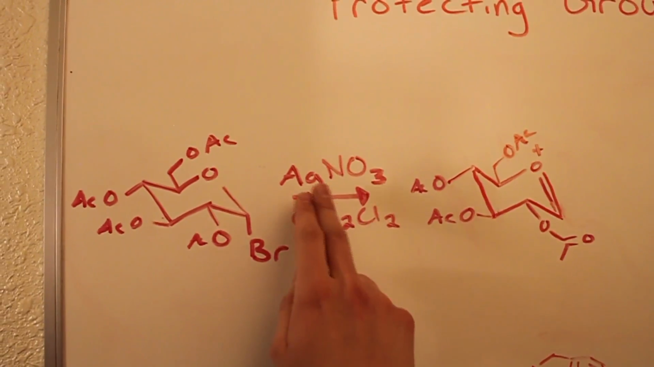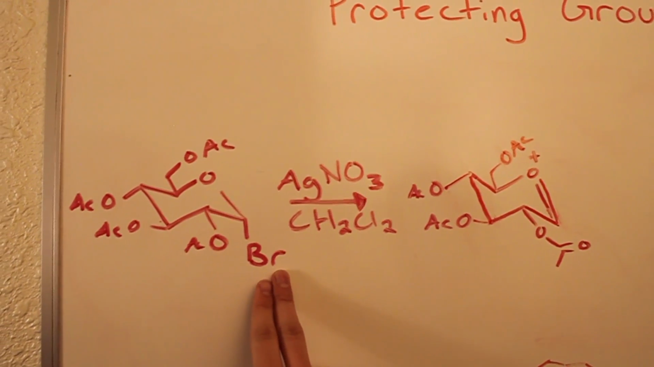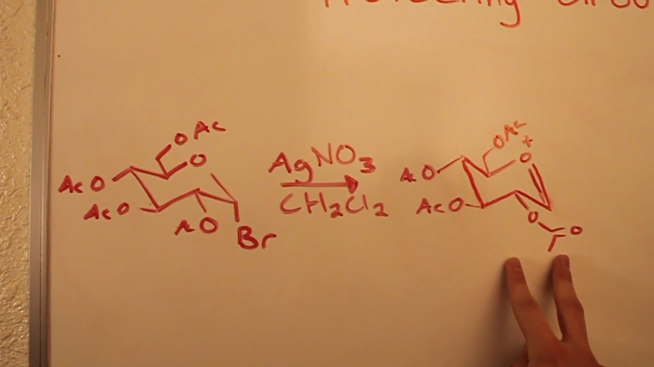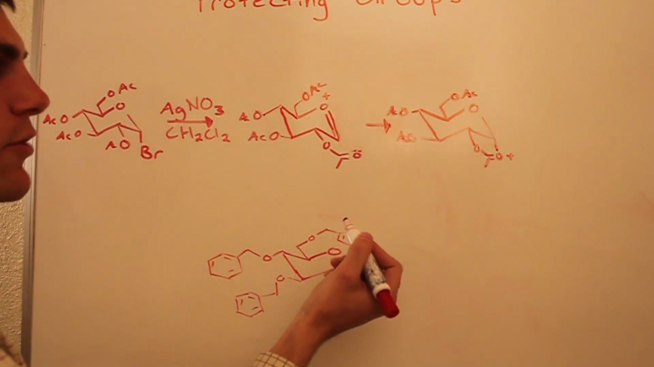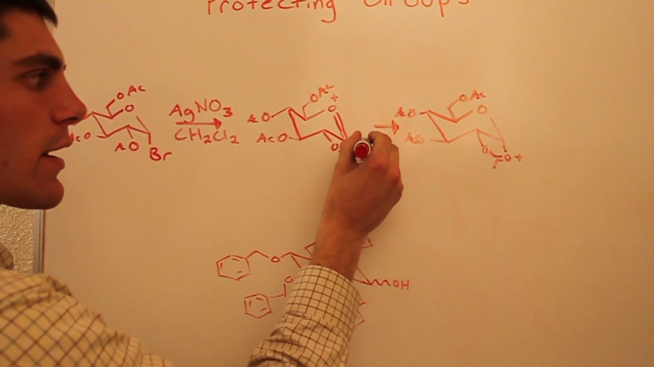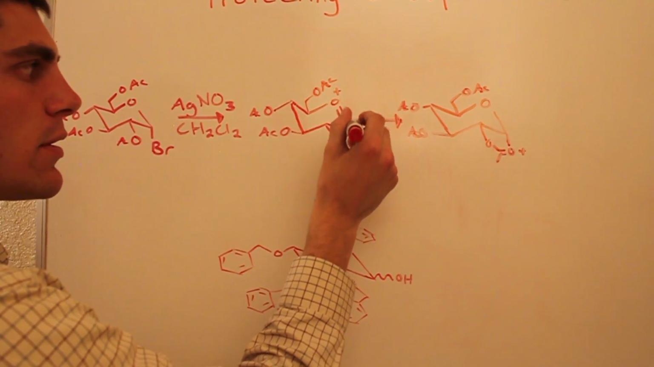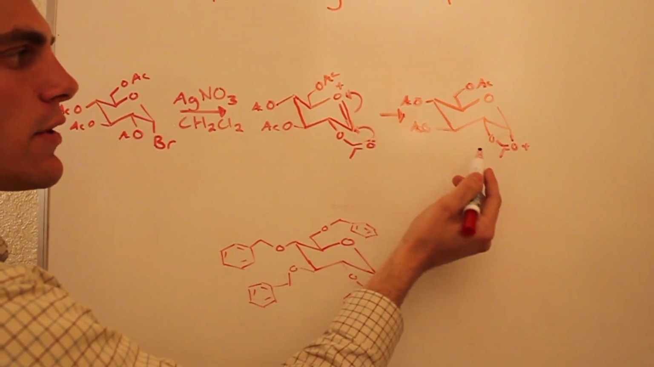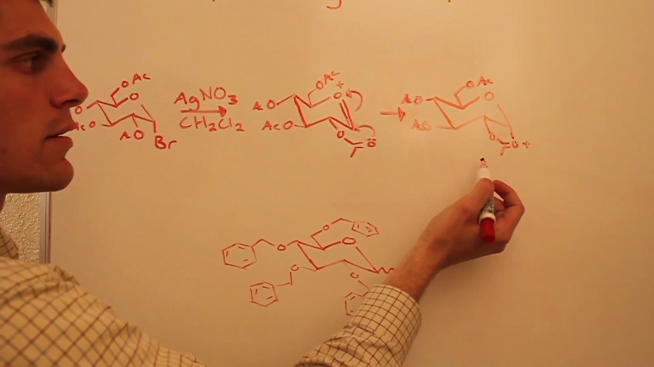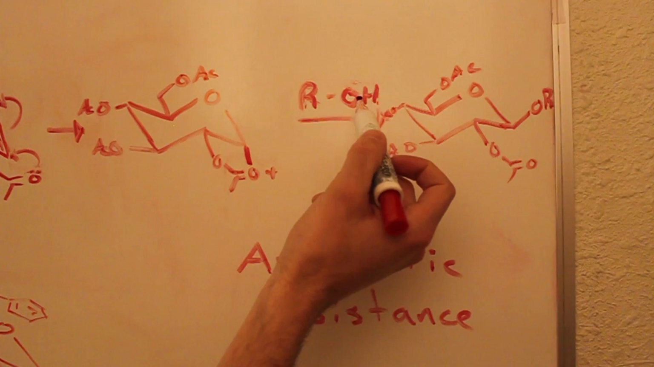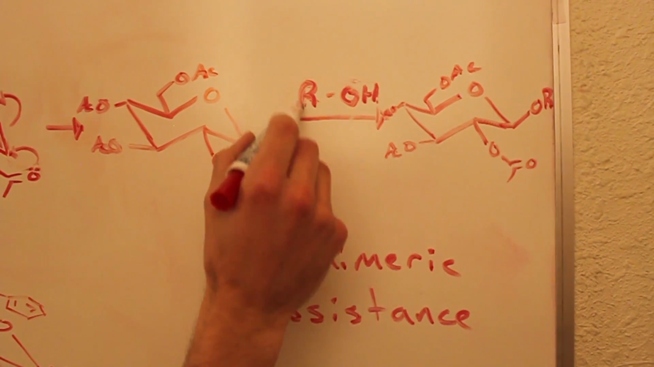This bromine will attack the silver nitrate, creating a super leaving group. When this leaves, we are left with this intermediate. In this intermediate, the lone pair of electrons on this oxygen will attack at this carbon, kicking the electrons up onto this oxygen here, giving us this key intermediate. We will now react this intermediate with an alcohol on a sugar group represented by R.